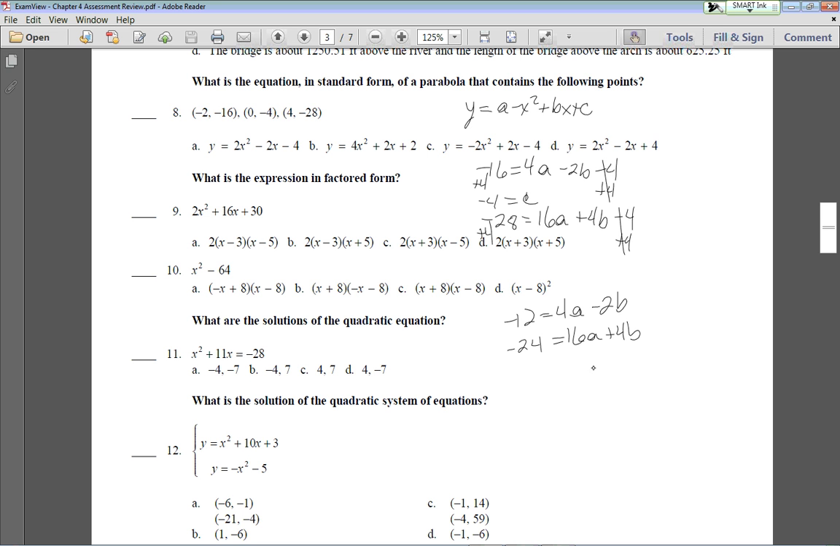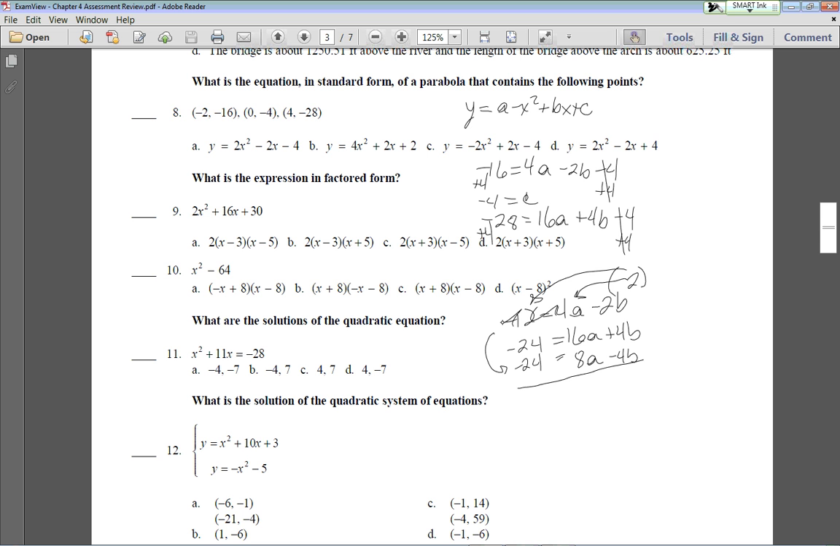Now this is just a 2-variable system of equations that we went over in, I believe it was chapter 3. Okay, this is just a simple 2-variable system. So I'm going to solve this using elimination. If we multiply this top equation by 2, all of these terms, we're going to get negative 24 equals 8a minus 4b. Negative 24, because that's 2 times negative 12, and then 2 times the 4a is 8a, and then 2 times negative 2b is negative 4b.